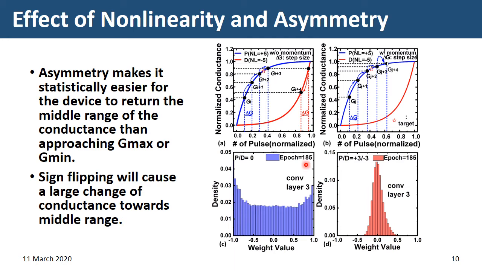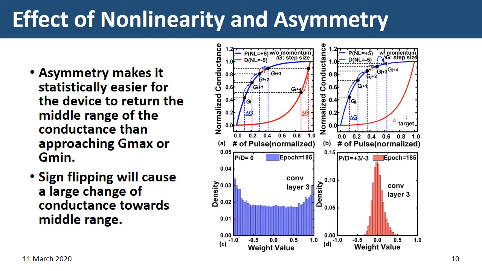After the training at epoch 185, towards the end of the training, you can see the distribution of the weight, that means the conductance of the devices, is quite uniform. That means all the conductance states are possible in the final converged states. However, with this kind of positive 3, minus 3 asymmetry, you can see that most of the conductance is centered in the distribution. This is because it is easier for the conductance to jump back to the middle of the conductance states, because there is an abrupt change when the sign changes from positive to negative.